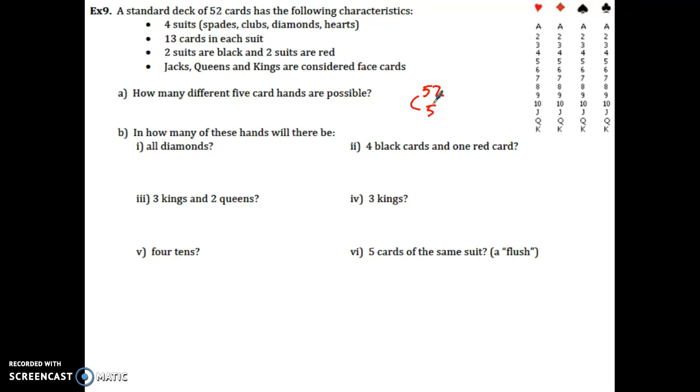In how many of these hands will there be all diamonds? Well, out of the 52 cards, we need to choose... Sorry, my apologies. Out of the 52 cards, we're not choosing 52 cards here. Out of the 13 cards that are diamonds, we need to choose 5. Pause and have a go.